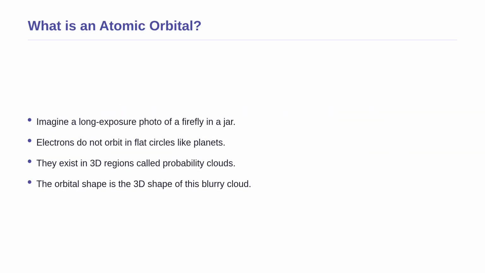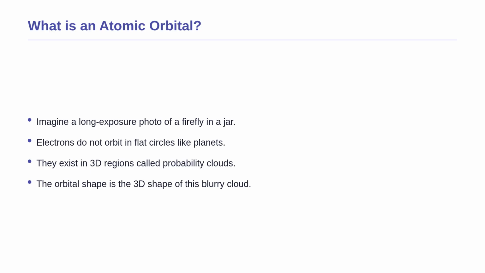To start, imagine taking a long exposure photograph of a firefly buzzing inside a dark jar. You would not see a single clean path, but rather a blurry, glowing cloud where the firefly spends most of its time. An atomic orbital is exactly like that glowing cloud, but for an electron.